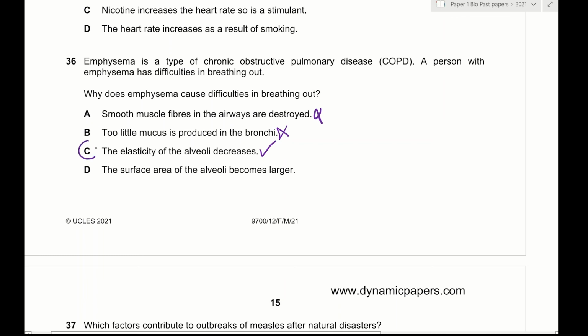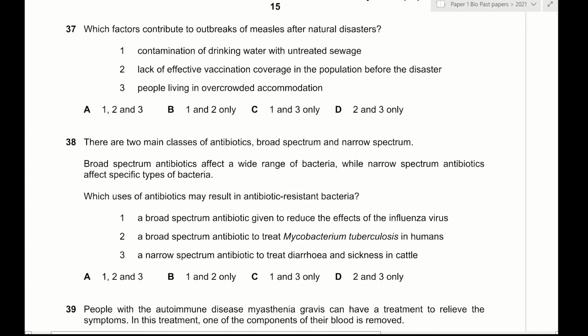37. Which factors contribute to outbreaks of measles after natural disasters? First of all, measles has also been removed from the syllabus starting from 2020. But anyways, measles, as we know, is a virus. 1. Contamination of drinking water with untreated sewage. Contamination of drinking water is only a spread factor in cholera. So this is incorrect.